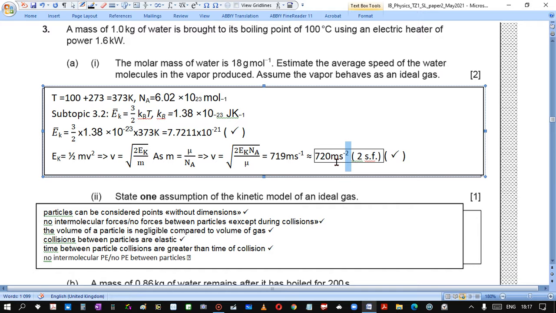Here is a mistake, it should be second to the power of minus 1, not minus 2, just minus 1, just a moment. Two significant figures, so meters per second.